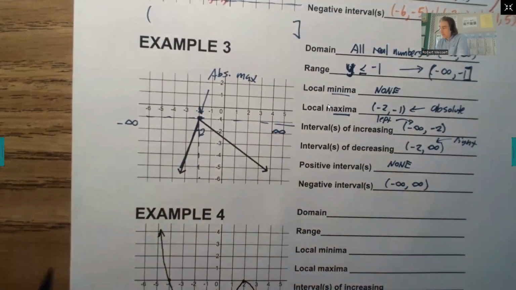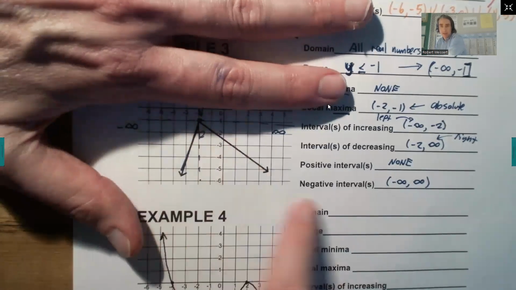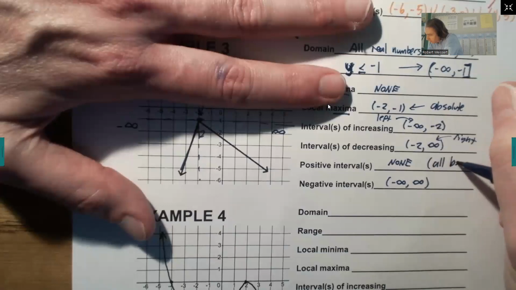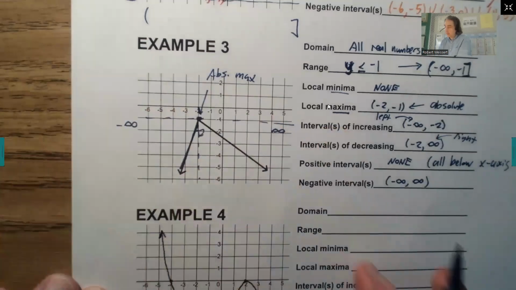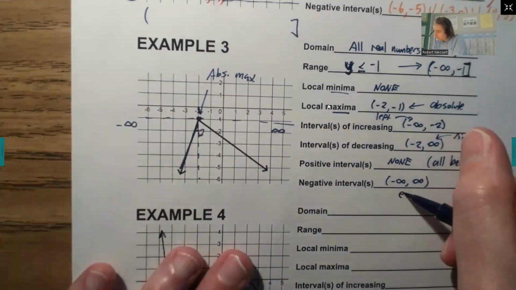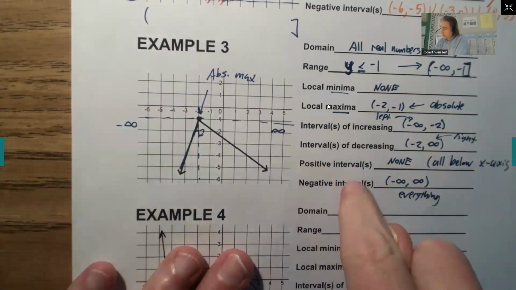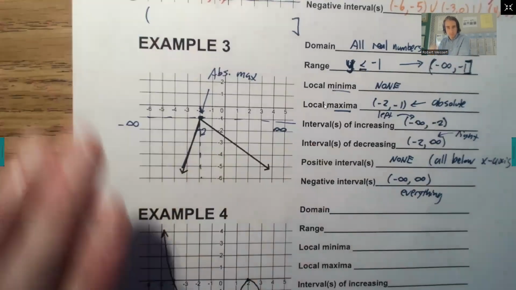It doesn't have any positive intervals. Notice that the whole graph is below the x-axis, so there are none. And then the negative interval, well, since the whole thing is below the x-axis, the negative interval is everything. So again, all real numbers, everything is between -∞ and infinity, because that captures the whole negative side of that.